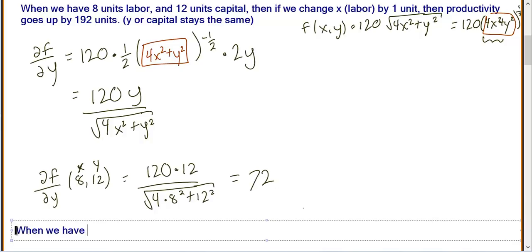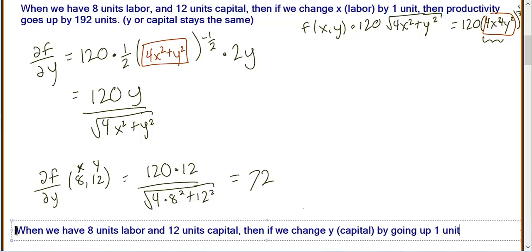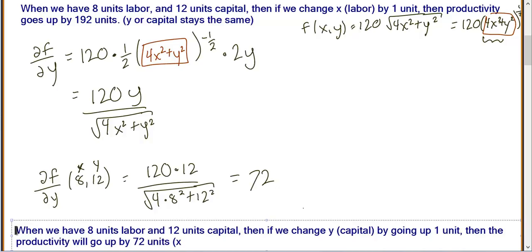So when we have 8 units labor and 12 units capital, because it's different for each specific point, so we do it at one specific point, then if we change y, which in this case is capital, by going up 1 unit, then the productivity will go up by 72 units. And keep in mind that our other variable, x, which is labor, stays the same. Or you could say if I went up 2 units, then I'd go up by 72 times 2, or 144. And if I went up 3 units, I'd go up 3 times 72, etc. So again, this is telling you if we change just y, then what's going to happen to our productivity.